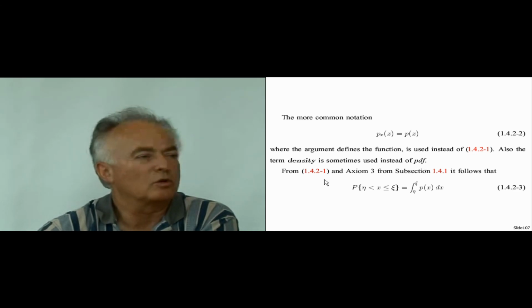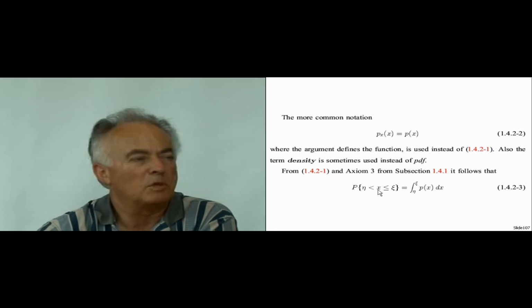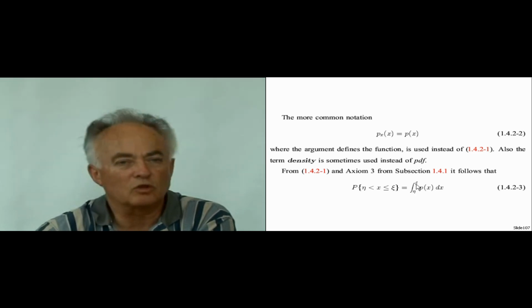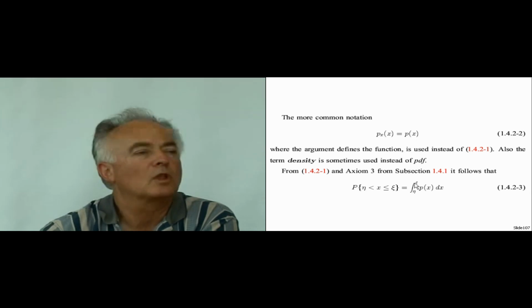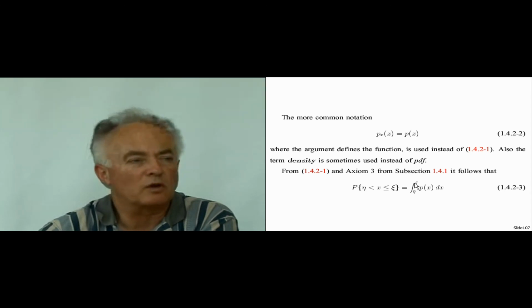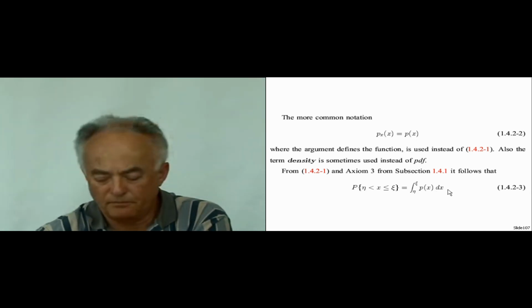It also follows from the third axiom that we discussed earlier that the probability of x being in the interval between eta and psi is just the integral of the probability density function over the interval from eta to psi, and this also follows from the definition of the probability density function as well as from axiom 3.